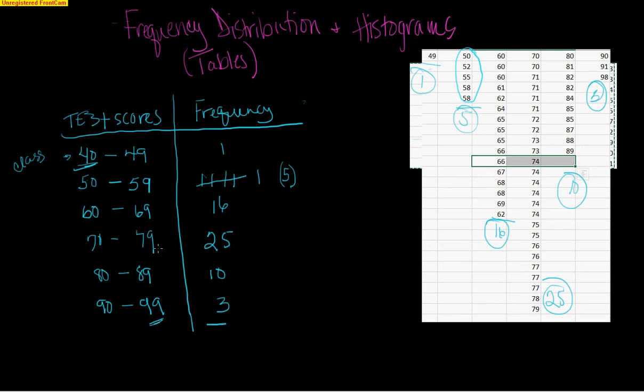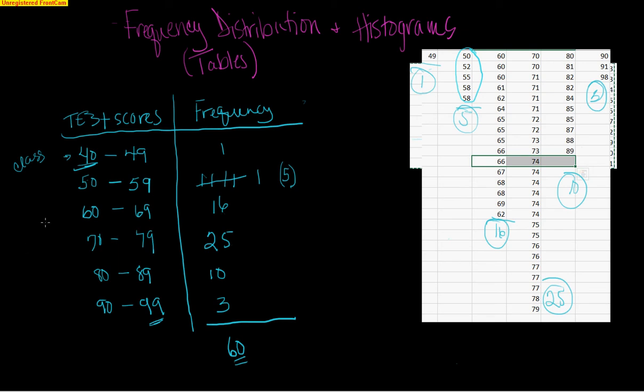And in fact, if you sum up all of these numbers in the frequency, you should always end up with the total number of pieces of data that you have, in this case 60 students. And that's what you call a frequency table.